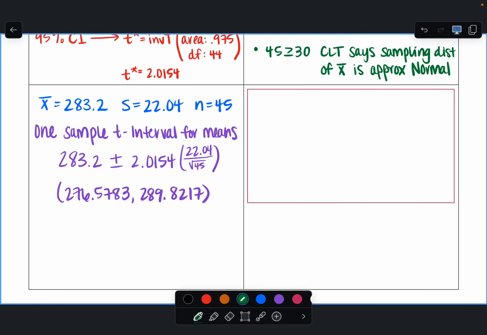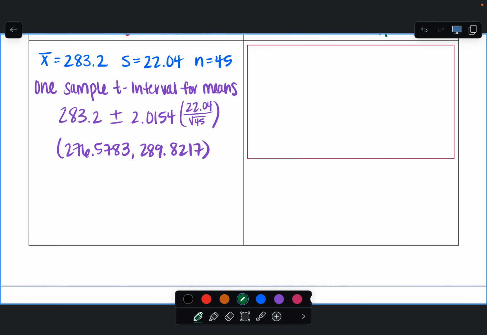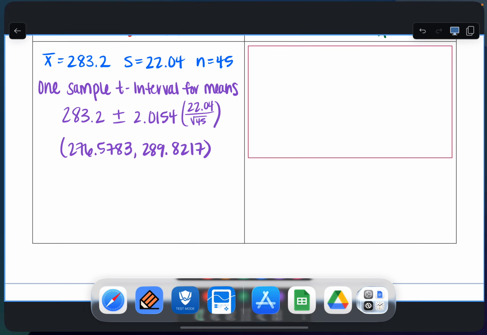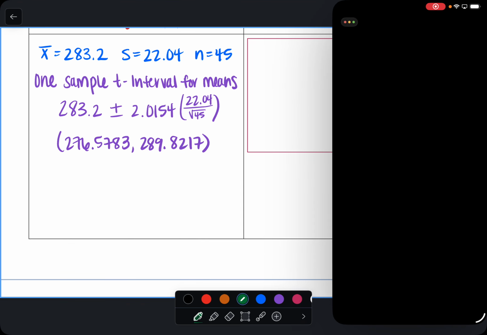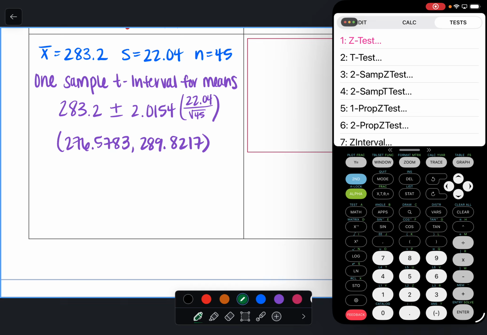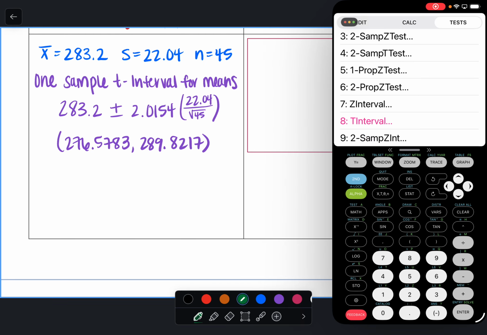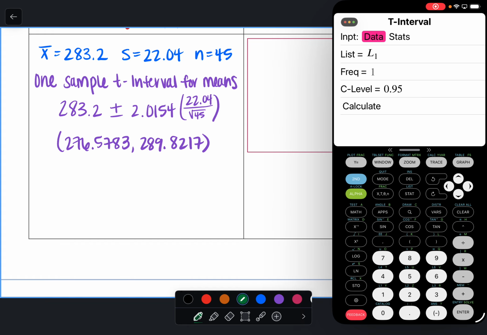So just to show you what that calculator is going to look like, I'm going to open it side by side. You are still going to be in stat tests. So I'm going to go to stat, over to tests. Now, you are going to want to use the one called t-interval. So I'm going to jump all the way down to option 8, t-interval. And there are two options when you open this up. It asks you, do you have data or do you have stats?